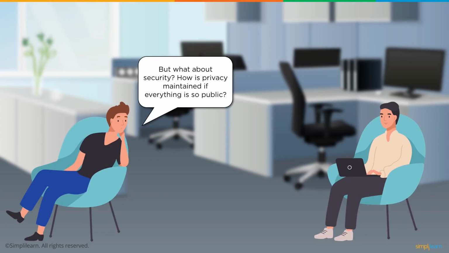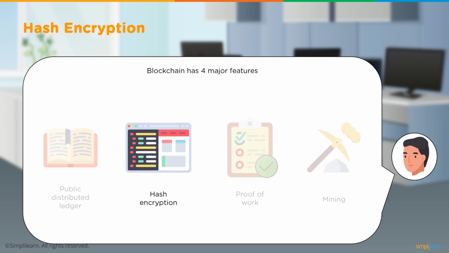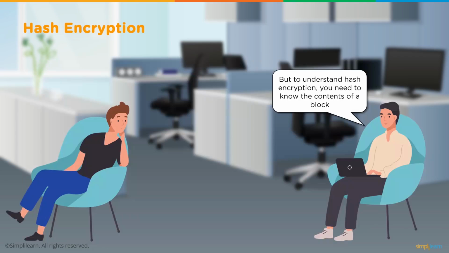But what about security? How is privacy maintained if everything is so public? And here hashing encryption comes into the picture. It takes care of that. So now we will talk about the second feature, which is hashing encryption. But to understand hashing encryption, we need to understand the contents. What are the contents of a block?